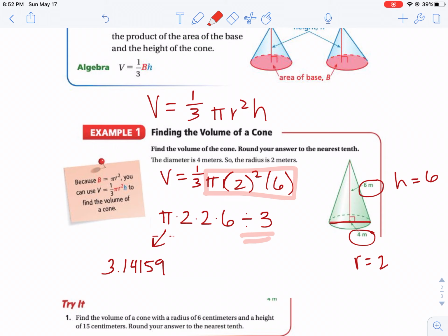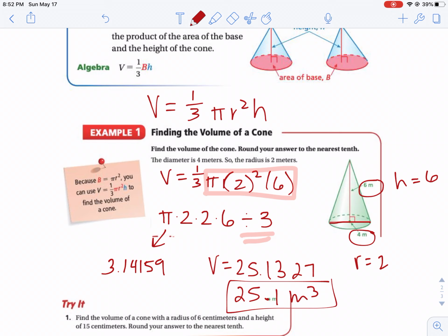So on the calculator I'm going to take 3.14159 times 2 times 2 times 6, and then I'm going to divide that by 3, and that gives me an answer of 25.1327. So rounding to the nearest tenth, that would be 25.1 meters cubed.